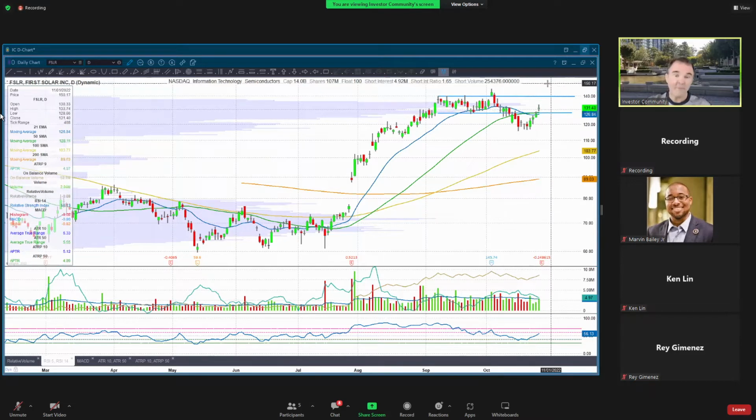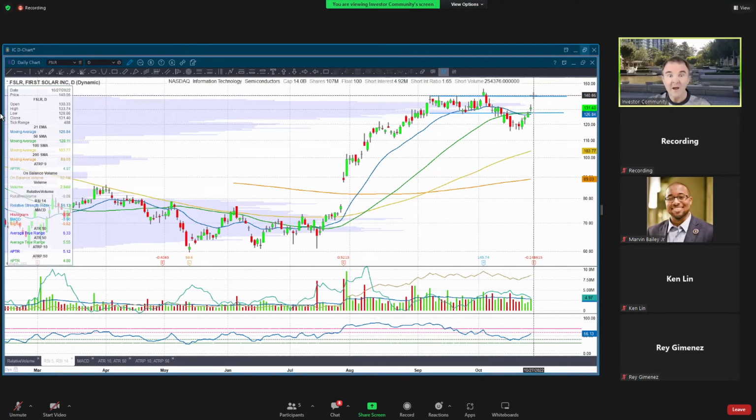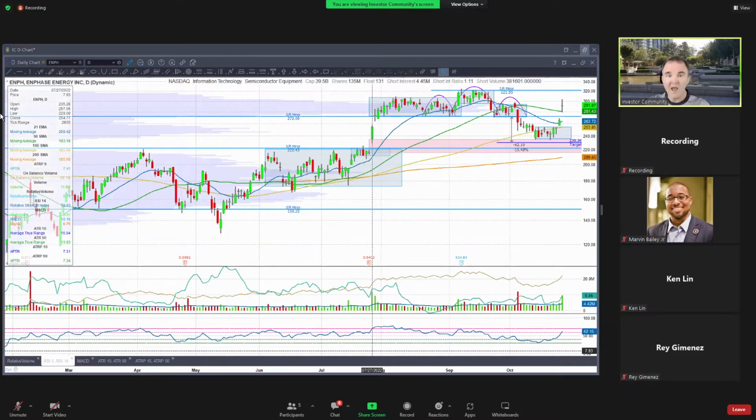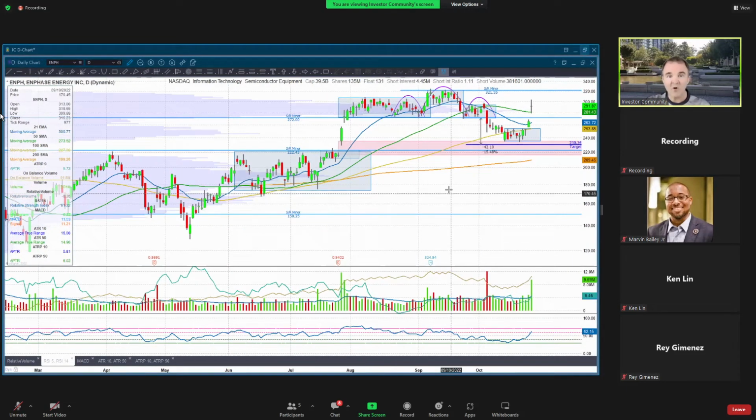I suspect that it's going to come back up into here, and maybe chop around in the range again like it did. Unless it comes up and consolidates up near the top of this, that would start getting really interesting and maybe worth a play. ENPH had earnings recently and has moved up really strongly off those earnings.